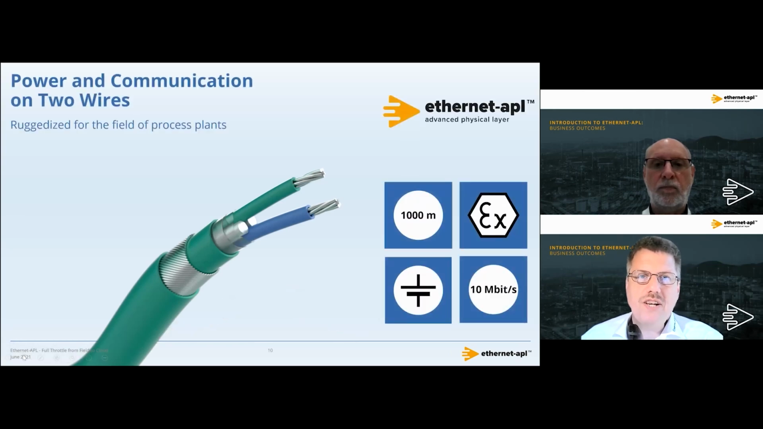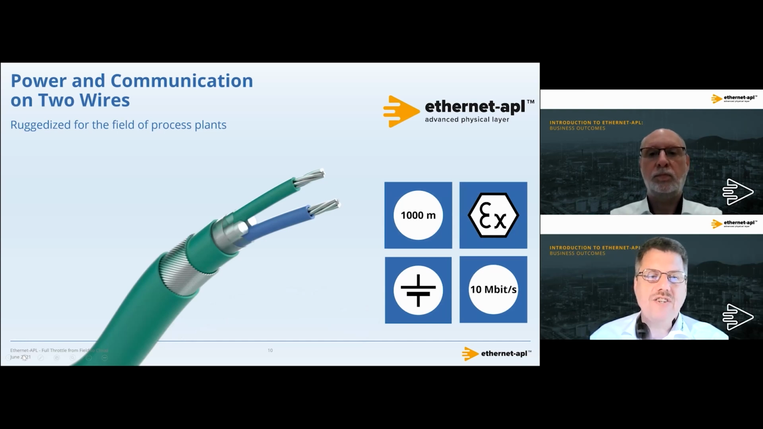And this is what Ethernet APL actually brings. It provides sturdy, ruggedized communication that includes power on a 2-wire cable. It has integrated explosion protection with intrinsic safety. It provides cable distances of up to 1,000 meters. And as a side benefit, actually, it provides 10 megabits per second speed of communication.